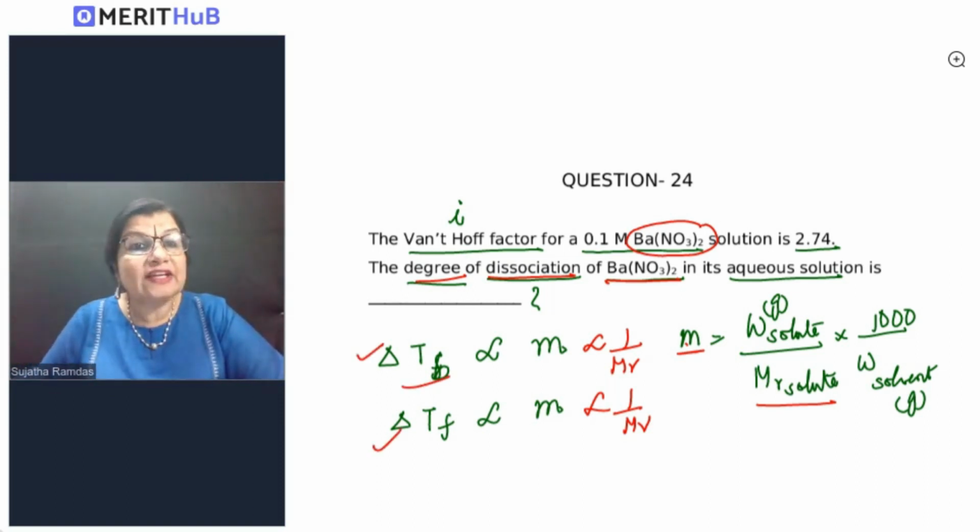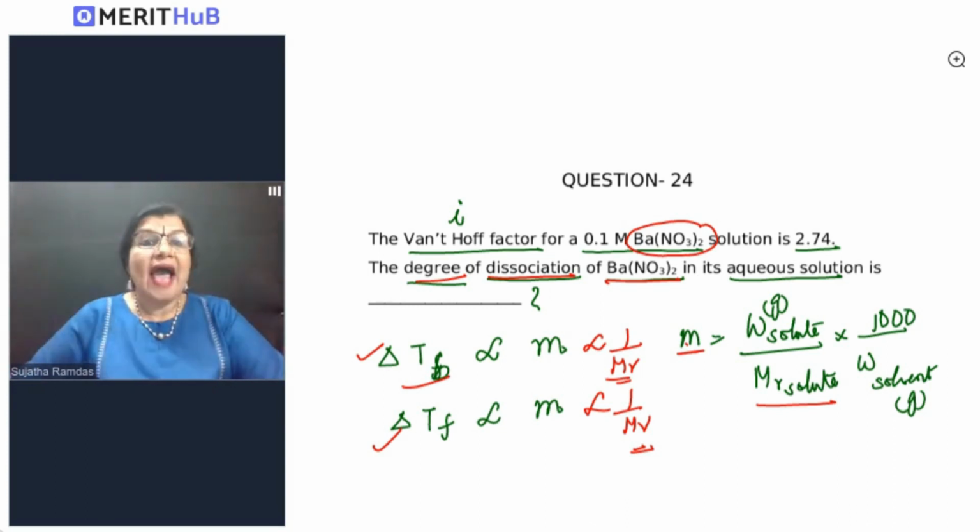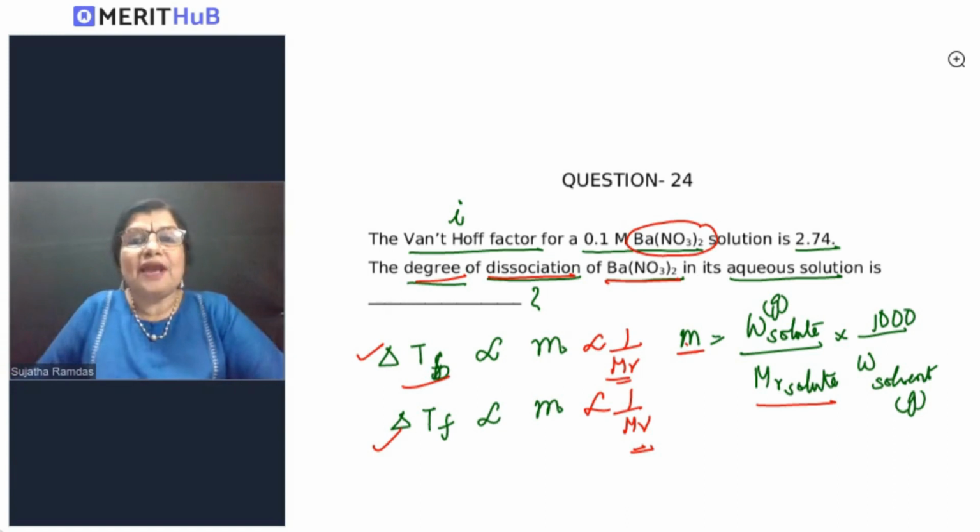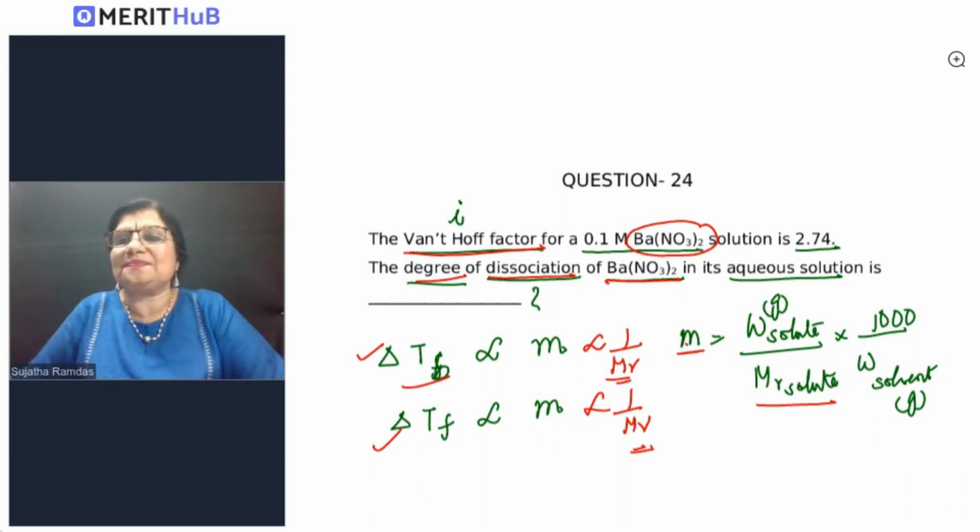When the colligative properties increase, what happens? The observed molar mass is found to be reduced. So that is the abnormality in the molar mass, and this abnormality is corrected by using the Van 't Hoff factor. So that is the recollection that you have to make, to ensure that you're completely clear about what path to take to solve this question. Now let's start the solution of this question.